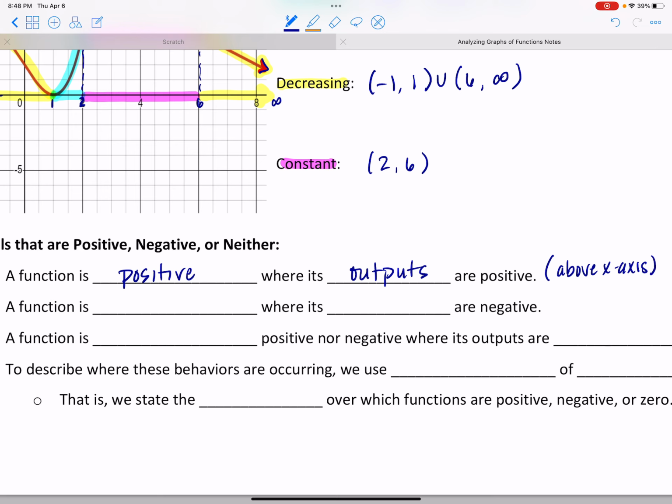Okay, a function is considered negative, again, where its outputs are negative. And where do we have negative outputs? Where do we have negative y values? We have those below the x-axis.